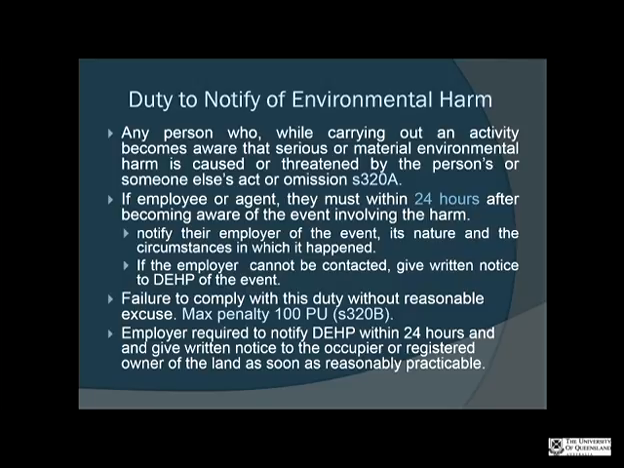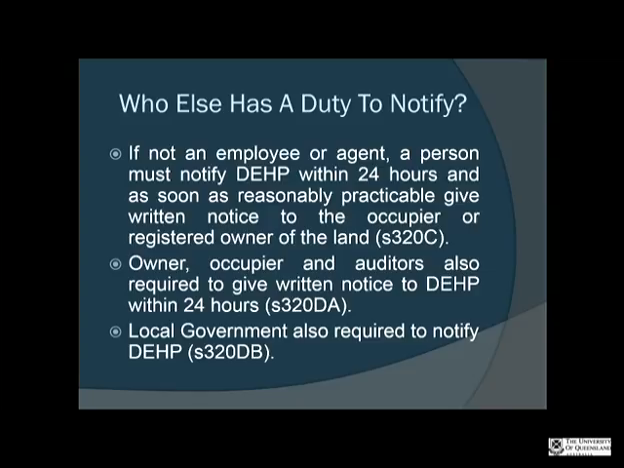So that's sort of important. If you've got your slides in front of you, asterisks on this slide, this is the sort of thing you'd be asked in the exam in terms of duties to notify. So who else has a duty to notify? Well, if you're not an employee and you're not an agent, and you're just someone else who's independent, you must notify them within 24 hours, and as soon as reasonably practicable, give written notice to the owner or the occupier of the land.